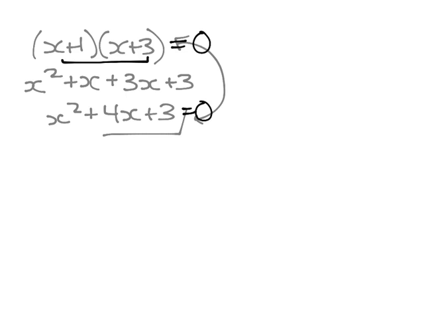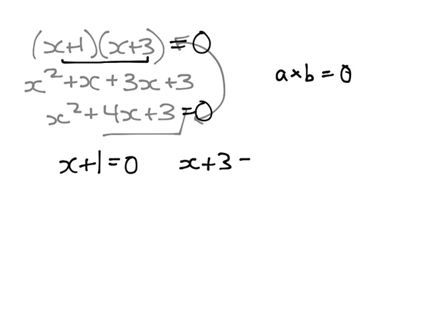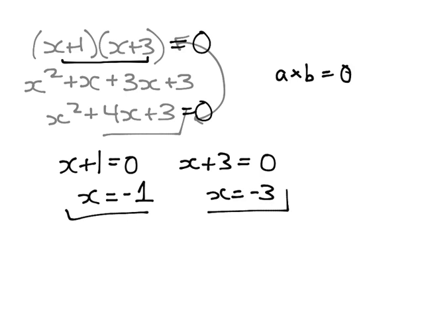Now, when you multiply two unknown numbers by each other, and the product is 0, you know one or both of those numbers have to be 0. So, either x plus 1 is 0, or x plus 3 could be 0, which means x is equal to -1, or x is equal to -3, or both. And there you go, you found the roots of the quadratic equation.